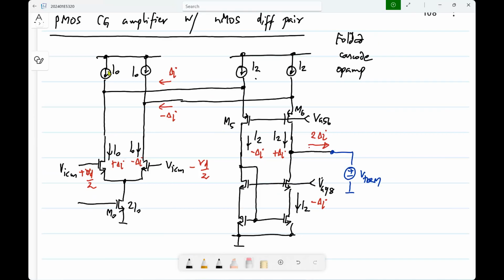Now, of course, you have I0 and I2 in parallel. Basically, that's a current source of I0 plus I2, which has to be implemented using PMOS devices. And of course, it will be biased from some current mirror. Any questions about the basic topology?